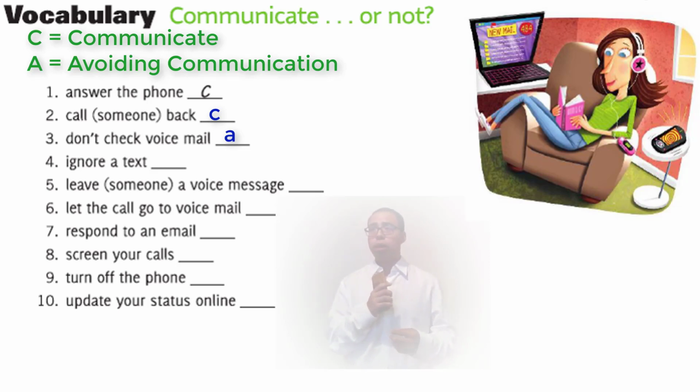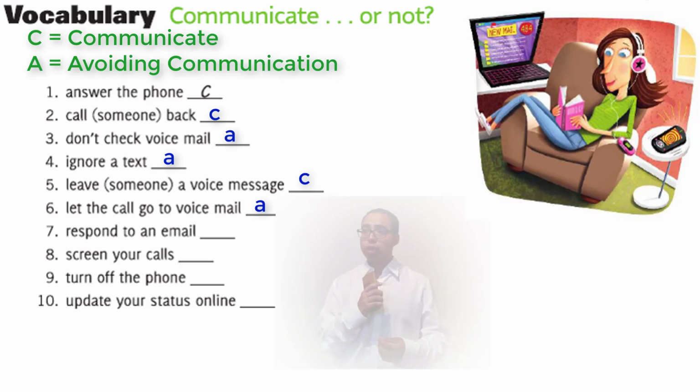Number 4, ignore a text. Is that ways to communicate or ways to avoid communicating? That would be avoiding communication. Number 5, leave someone a voicemail. That would be C. That's a way to communicate. Number 6, let the call go to voicemail. That would be avoiding communication.